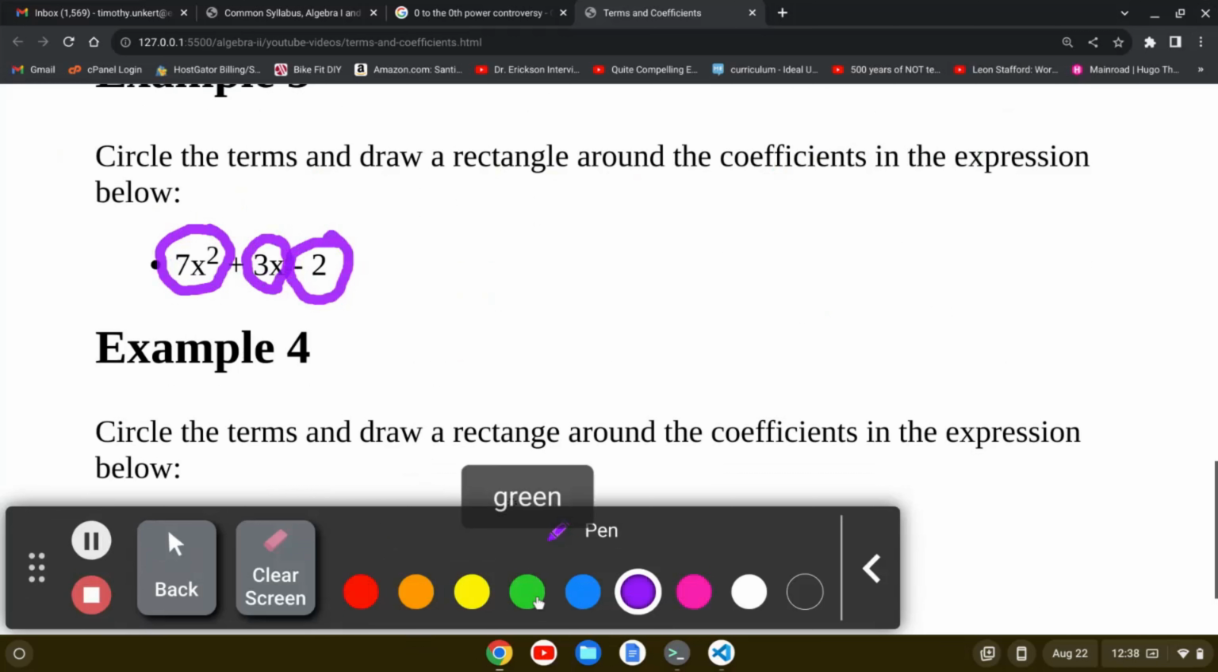Now, as for the coefficients, the 7 is one of the coefficients. So we'll draw a rectangle around that. And the 3 is one of the coefficients. So we'll draw a rectangle around that.